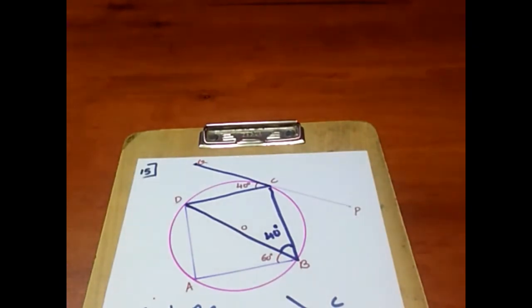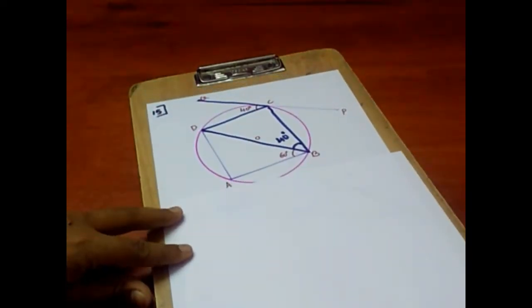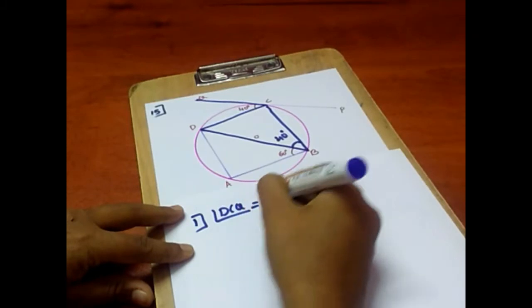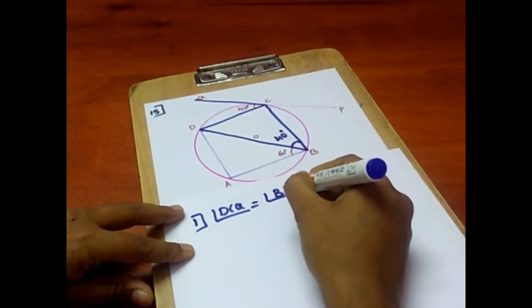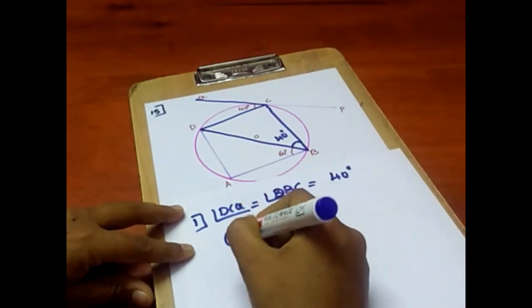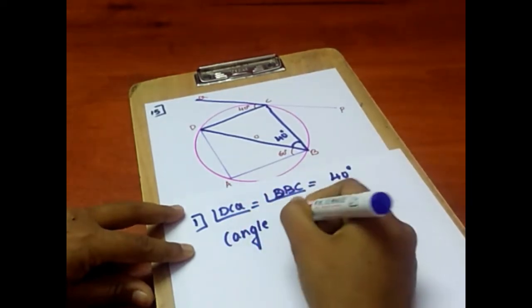Let us write the same. Point number 1. Angle DCQ is equal to angle DBC is equal to 40 degrees. Angle of the alternate segment.